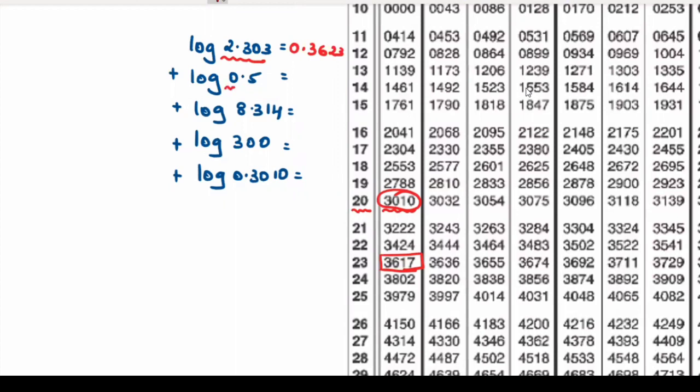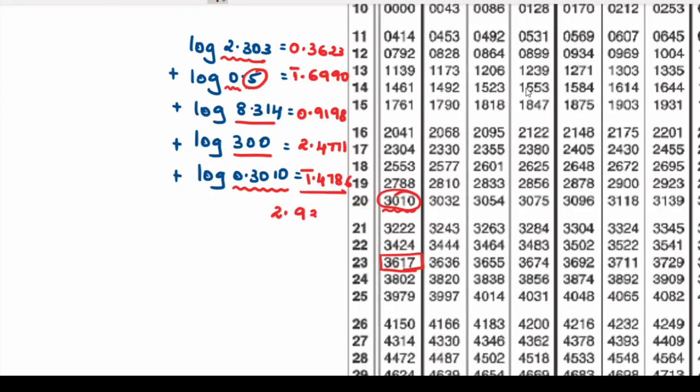Now remember, if it is 0.5, then you need to put bar 1, and then you will check in the 50th row, column 0. So 50th row column 0, it will be 6990. Same way for this one it will be 0.9198. For 300, it will be 2.4771, and for 0.3010, it will be bar 1.4786. And then after carrying out the addition, you will be getting the answer as 2.9368.